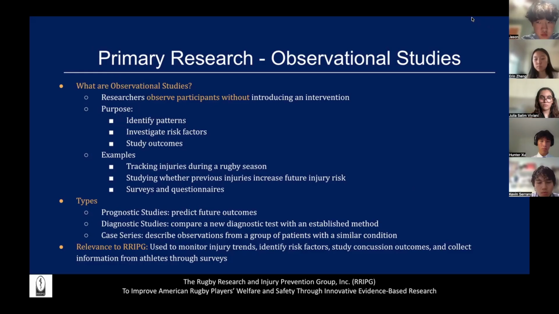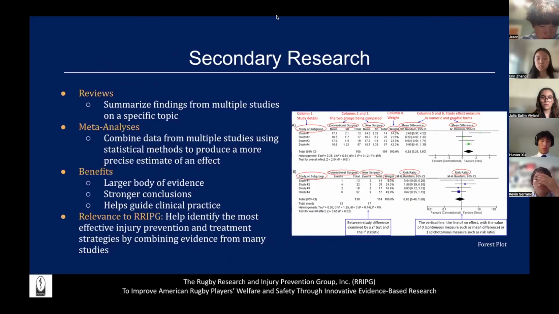There's also diagnostic studies, which compare a new diagnostic test with an already established method, and then case series, which describes observations from a group of patients with a similar condition. So the relevance here to RRIPG is that observational studies are used to monitor injury trends, identify risk factors, study concussion outcomes, and collect information from athletes through surveying.